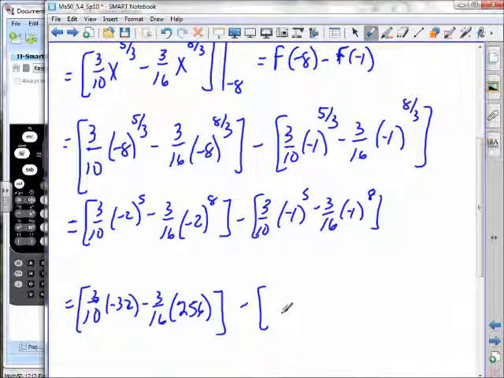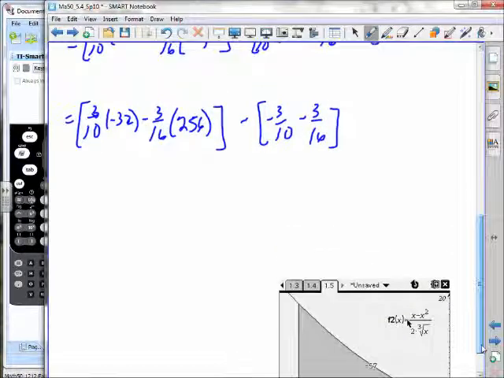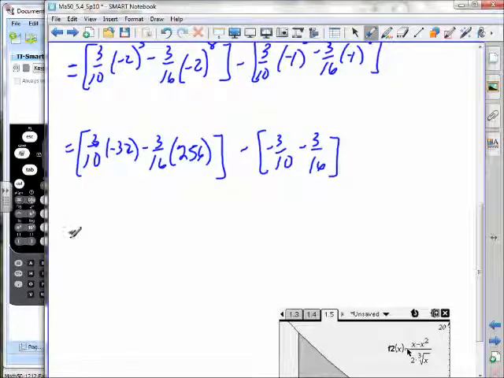-1 to the 5th power is still -1, so that's -3/10. -1 to the 8th power is going to be positive, so that'll be -3/16. Again, just trying to be as careful as you can with those fractions and everything. Finding out some ways you can do that.